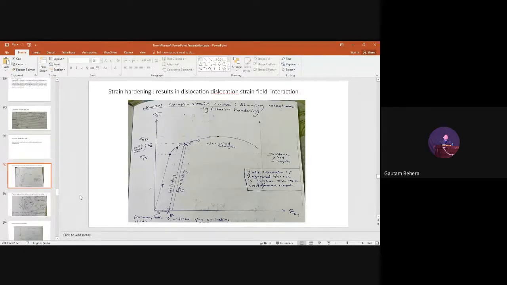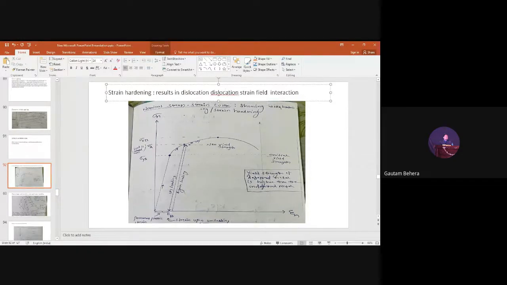I'll show you mainly images, graphs and plots, and the explanation which I will tell you, you have to write it down. So you can see this is very interesting. Here I have written, strain hardening is the result of dislocation strain field interaction. So how to explain this? Suppose I have a nominal stress versus nominal strain plot.